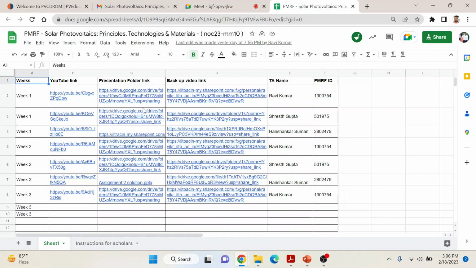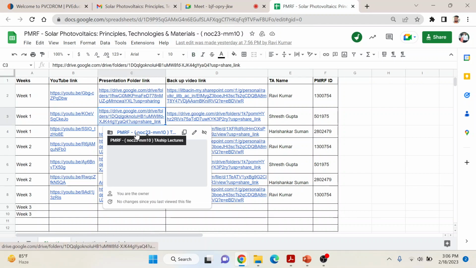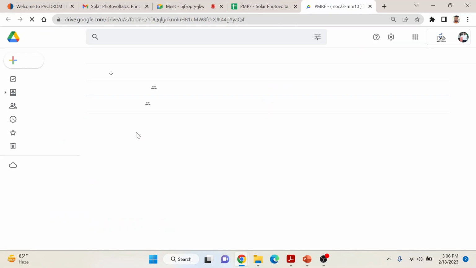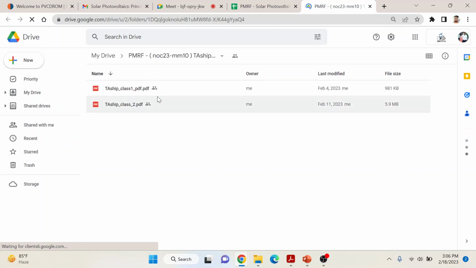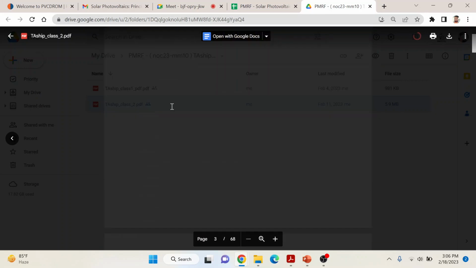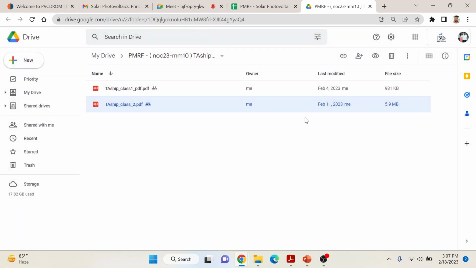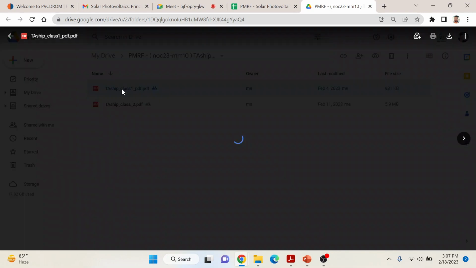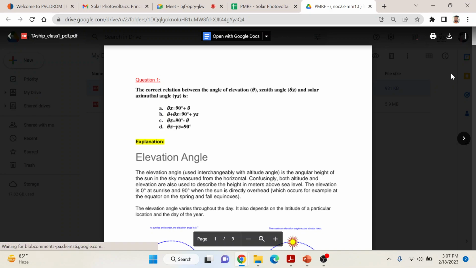In this presentation folder link, if you click on mine, this folder will open up where I have already uploaded TAship Class 1 and TAship Class 2 in PDF format. You can download it from here. The solutions are here. Everything in PDF format has already been shared. Similarly, the PDF of class 1 is also shared. You can download it from here.